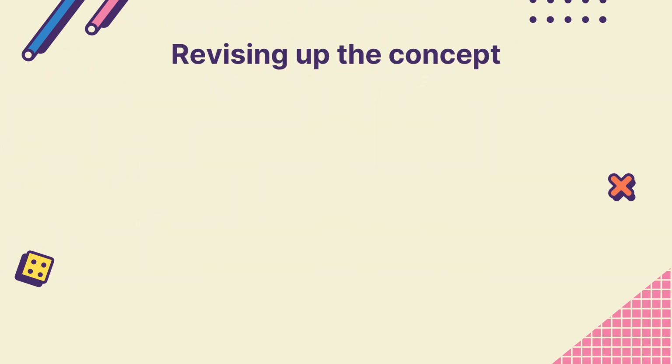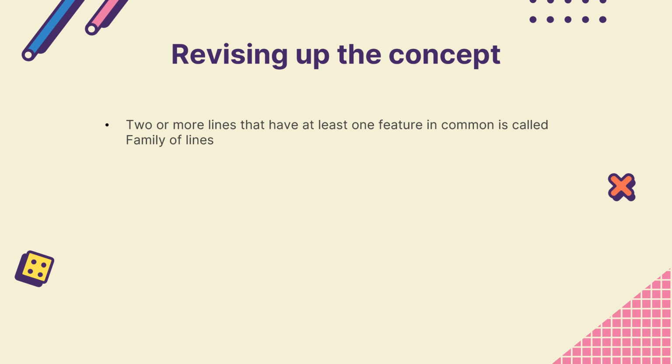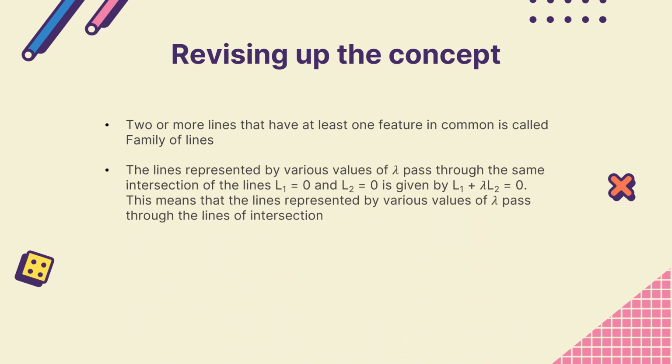Let's revise the concept. Two or more lines that have at least one feature in common are called a family of lines. The lines represented by various values of lambda pass through the same point of intersection of the lines L1 equals 0 and L2 equals 0, and are given by L1 plus lambda L2 equals 0. This means that the lines represented by various values of lambda pass through the same point of intersection.